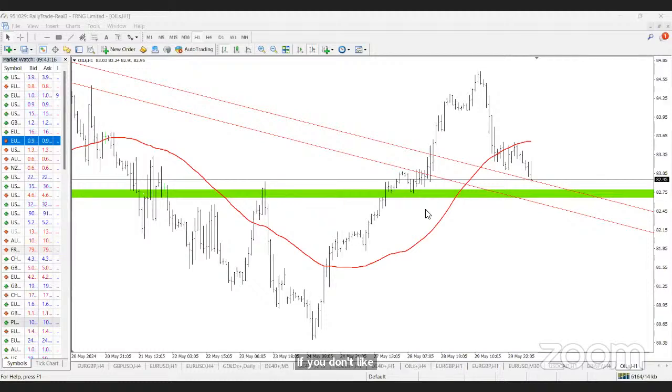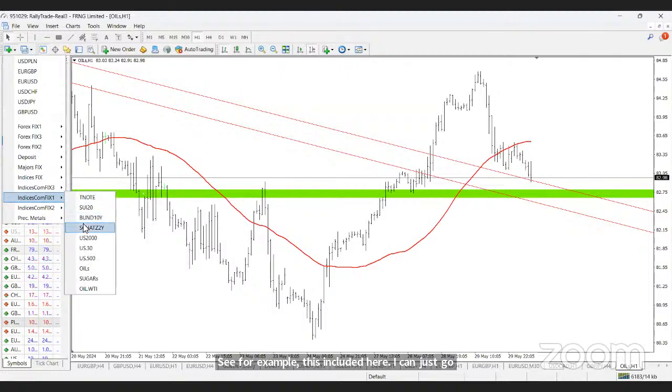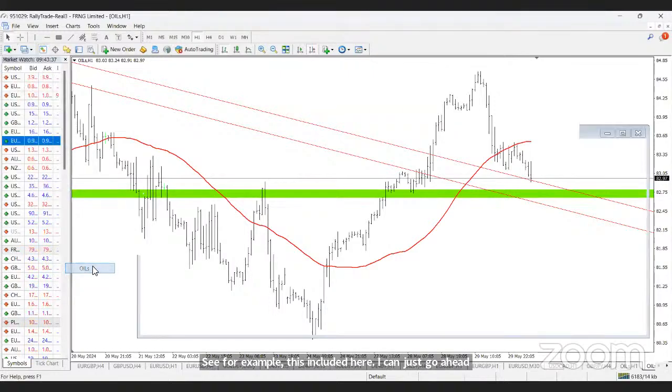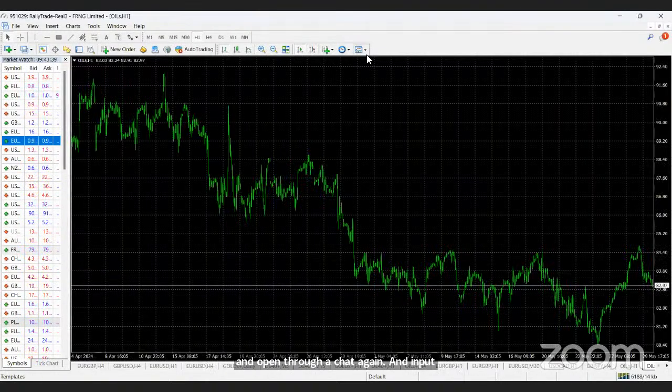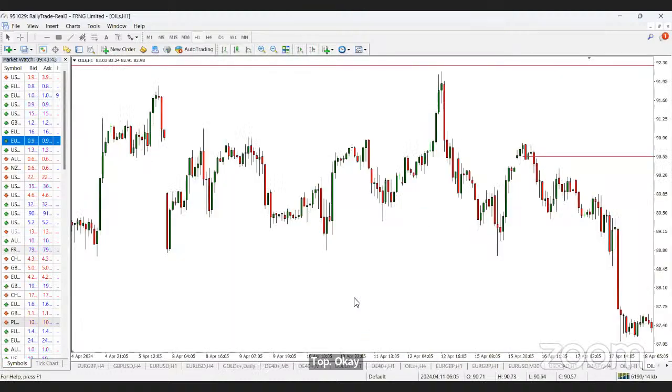Could you explain the use of the support and resistance software? Well, of course, I can explain it, just that I have to push it onto the chart. For example, on this same crude oil, I can open the crude oil chart again and input the support and resistance template, like so.